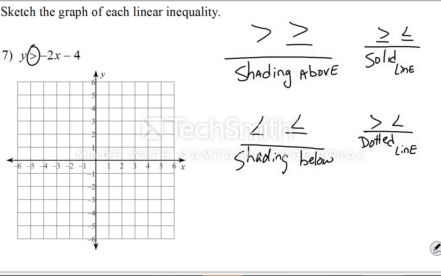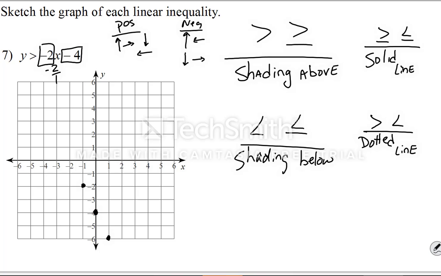So I'm going to graph this the same way I would graph a linear equation. I'm going to plot -4 first on the y. My slope is -2, or -2 over 1. Then I'm going to go up 2, left 1, or down 2 and right 1. Remember, for positive slope, we have movements of up and right, or down and left. And for negative slopes, we have up and left, or down and right. I went up and left and then down and right.